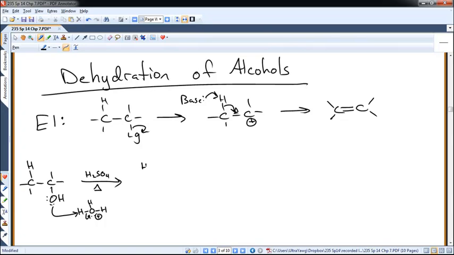That gives us a structure that looks like this. Now we've gone from OH minus, which would be a terrible leaving group, to water, which is a neutral molecule and a good leaving group. And so water will pick up and leave and say, I'm out. I'm going to go hang out in the ocean with all my buddies. And you get a carbocation. So same thing as in the E1 mechanism, same thing here.